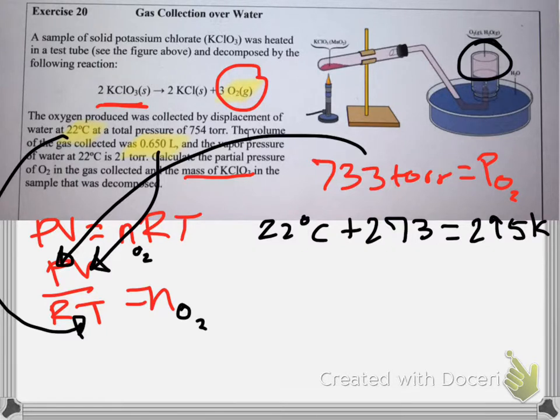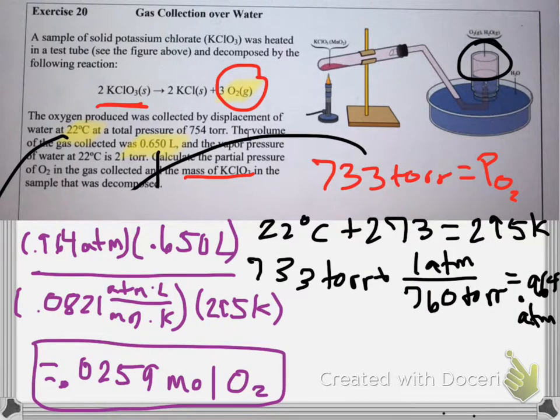So now we can figure out our moles of oxygen. Go ahead and take a minute to find your moles of oxygen. Hopefully when you plugged in all of the numbers, you got 0.0259 moles of oxygen. Make sure to convert from torr to atm for your pressure, because we have atm in our ideal gas law constant. So we now have our moles of oxygen, but we want the mass of potassium chlorate.